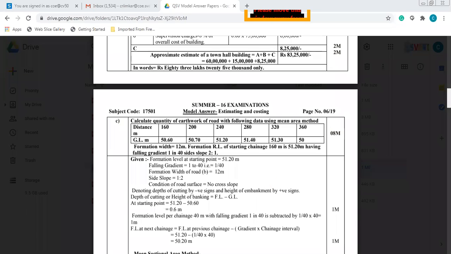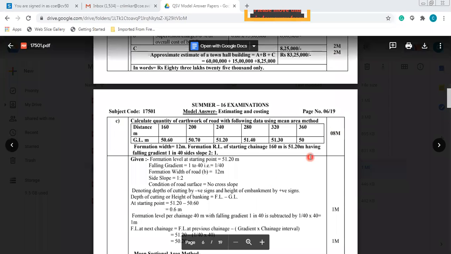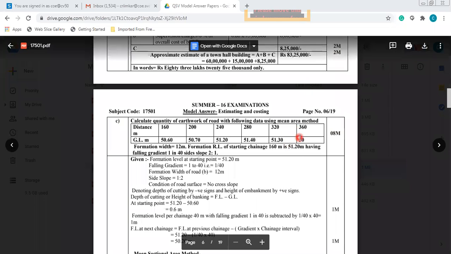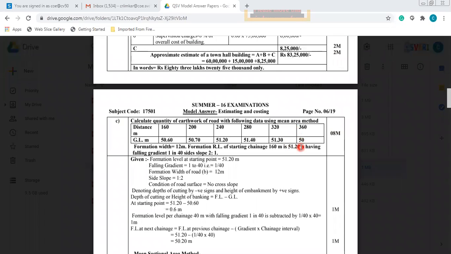Are you getting the answer? Using the mean sectional area method, you have to solve the problem. That means you have to find out the mean sectional area, okay, and not the mean depth. See, the distance chainages are given: 160, 200, 240, 280, 320, 360.